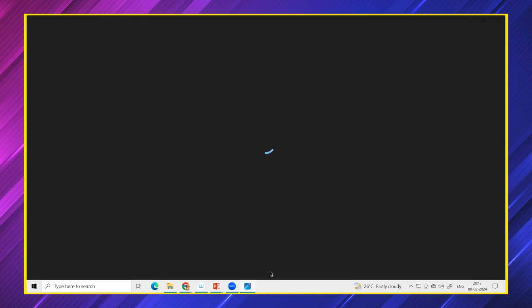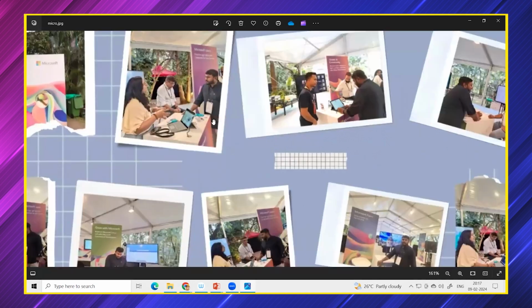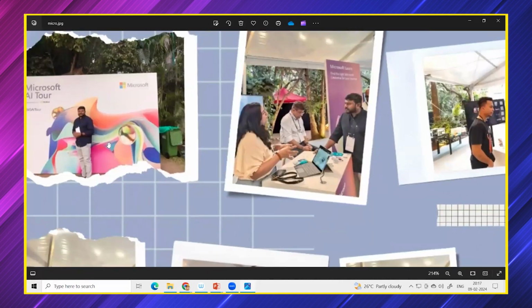Microsoft has actually had an AI tour, that means artificial intelligence tour. They wanted to showcase the products they have. This happened on February 8th, that is yesterday, and it happened in Bangalore. And in this we got a chance, this is not me, this is Mahesh.